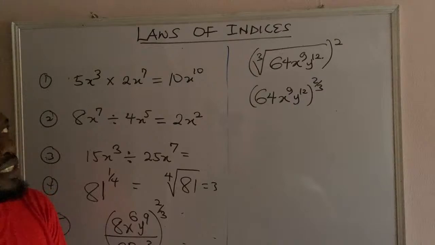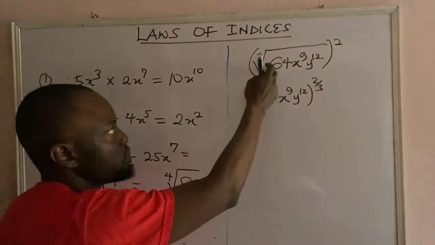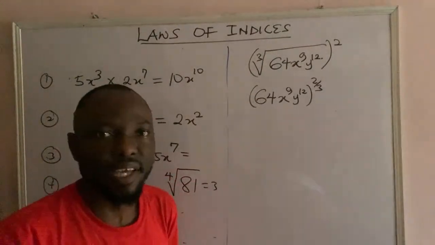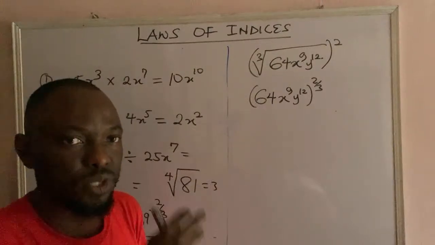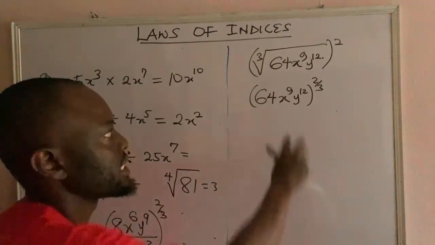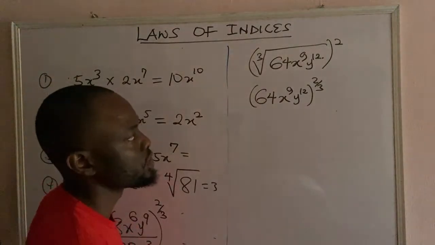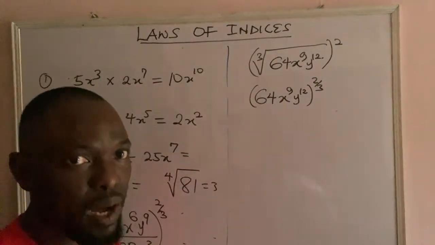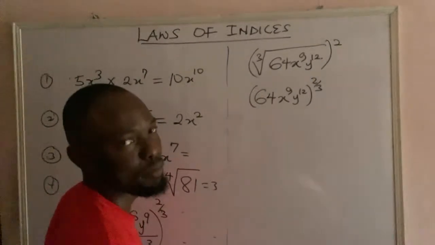I know a lot of students might get confused about this. Whenever you have any expression in the root form, I prefer you take it to this exponential form. So here, we'll talk about the double power. Multiply each power by what you have outside the bracket.